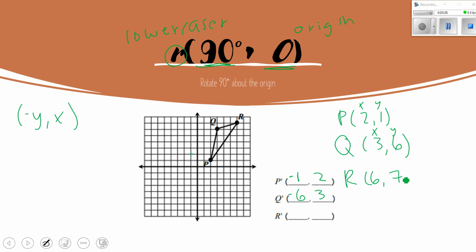Lastly, we have R started at 6 comma 7. If we're going to change this from x and y to negative y comma x, we must change the 7 to a negative 7 and put a 6. So we go negative 7, up 6, and we're right there. Let me do this one real fast. Woohoo! And I should have been labeling these. I apologize. This should be P prime, Q prime, R prime. There you go. And you are done.